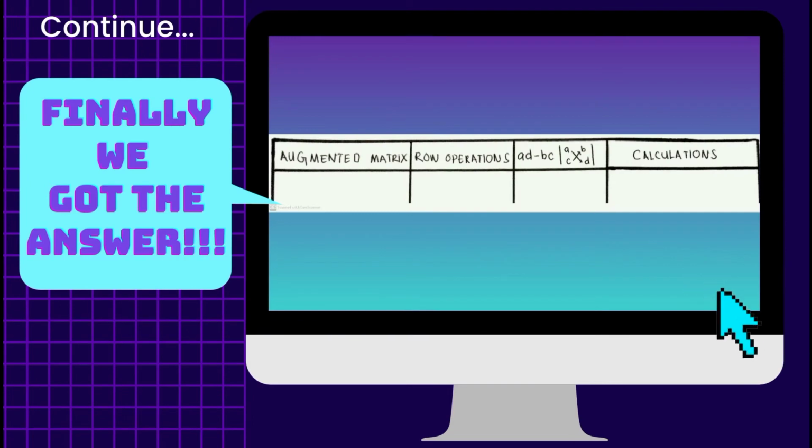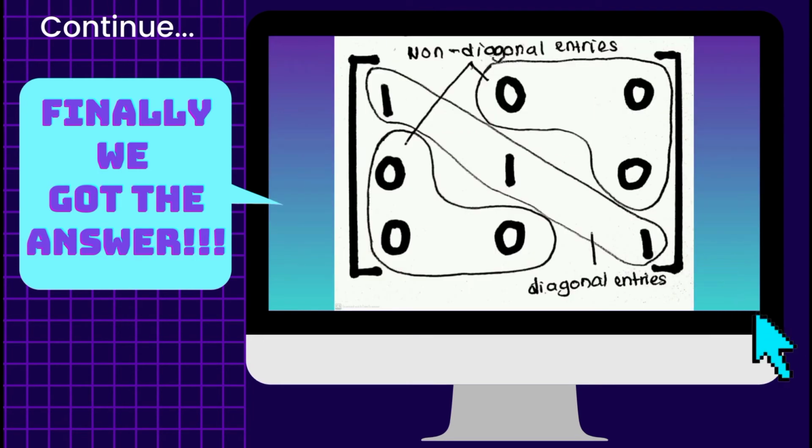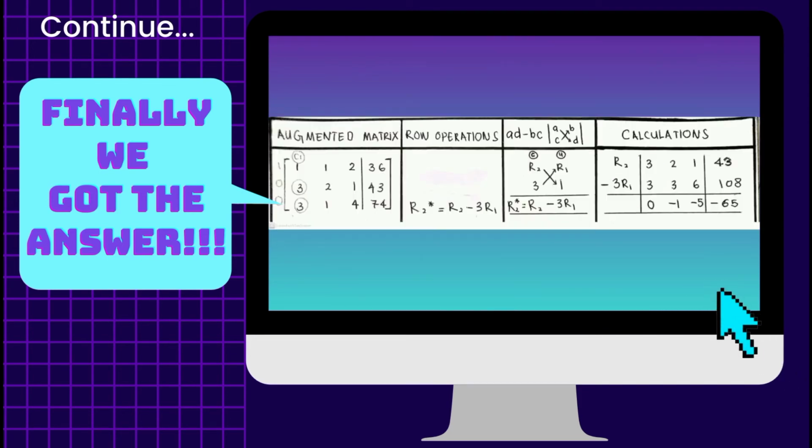Next, use elementary row operations to reduce the augmented matrix to a reduced augmented matrix. So after we draw a table, we write the equation that we got from the first question in the form of the augmented matrix. We need to make sure that the non-diagonal entries are all zeros and the diagonal entries are ones, which is denoted by capital I.